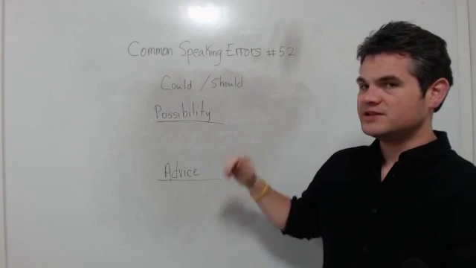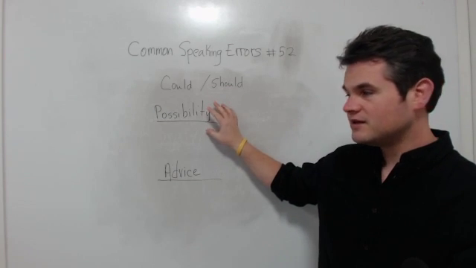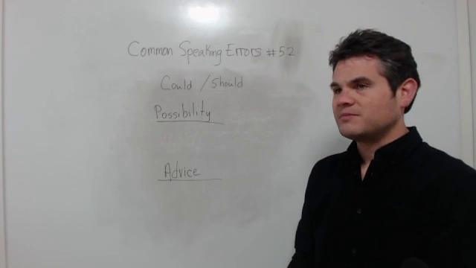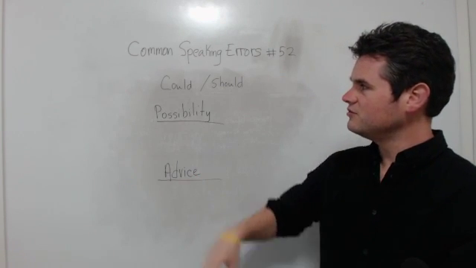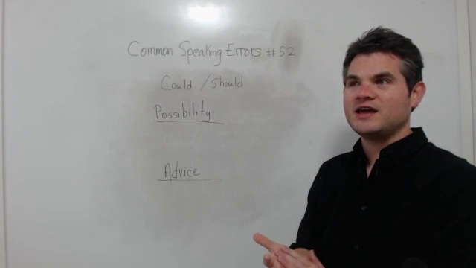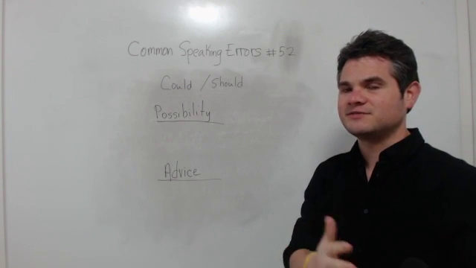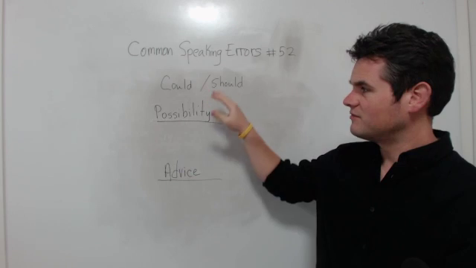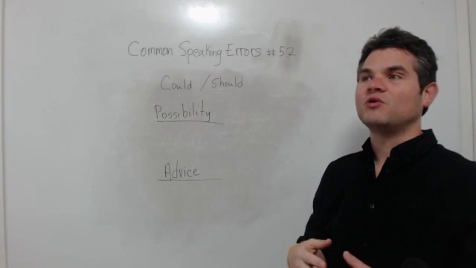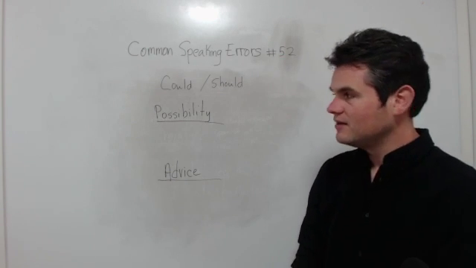Now, both of these can be used to show possibility and advice. First we'll start with possibility. If we are using could for a possibility, then there is maybe a smaller chance that something could happen. There is less of a chance that something can happen. If we're using should to present possibility, then there's more of a likely chance something can happen.